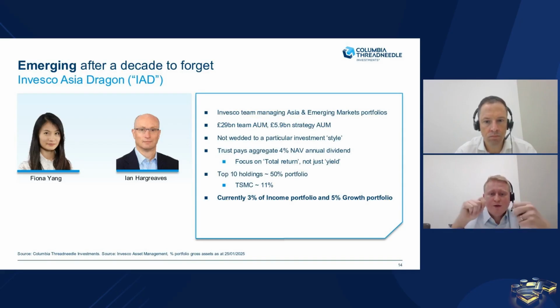And because they're focused on total return, and it's the investment trust structure which allows this higher yield, we think it's a great candidate for both the growth and income portfolio. So we have around 3% of exposure within the income portfolio, and actually 5% of the growth portfolio is invested in Invesco Asia Dragon now.